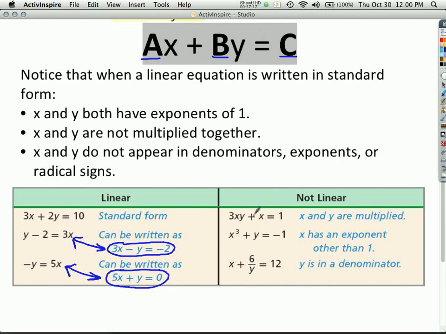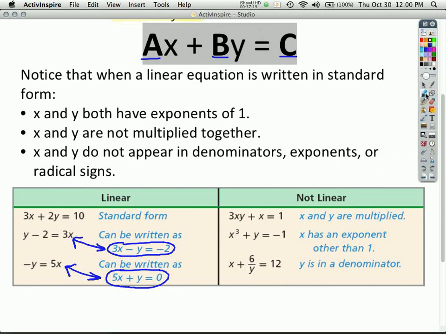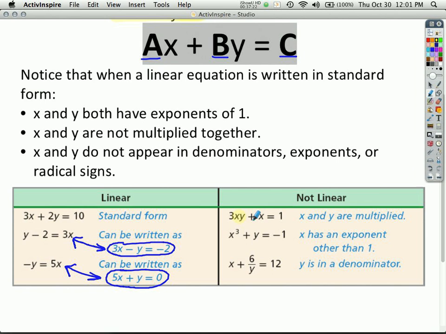X and y cannot be multiplied together. That produces something different. So that's not linear. This x is raised to the third power. That's not linear. And this has a y in the denominator, that's not linear. That will graph something different. So you have to be able to visually look and tell if something's linear. Any questions about that?